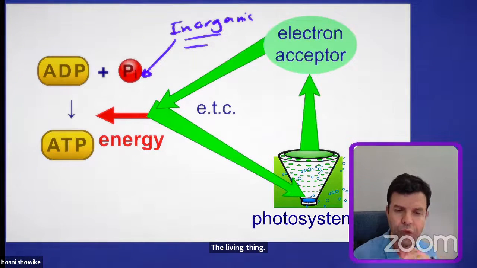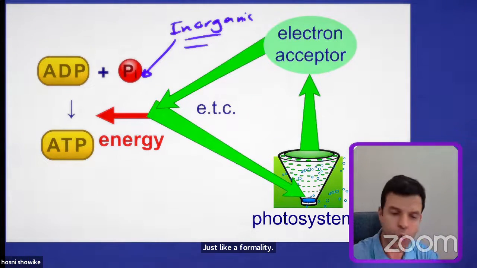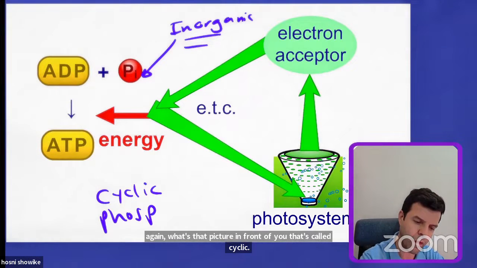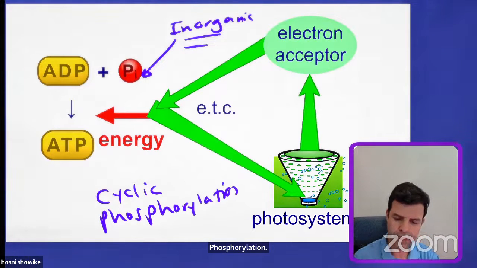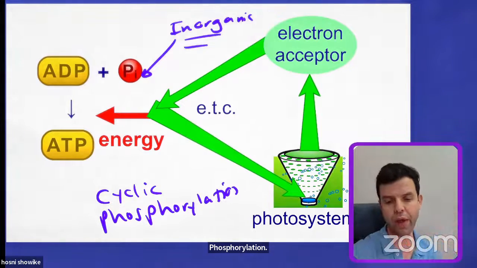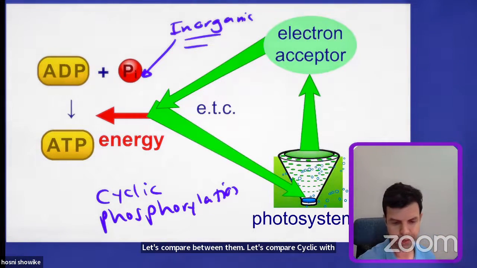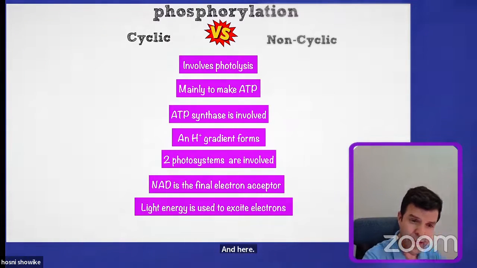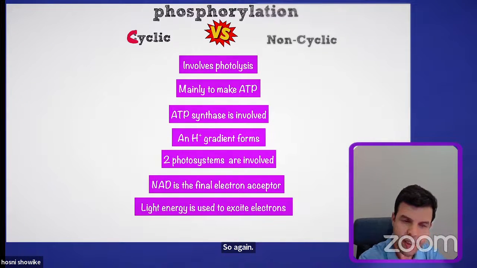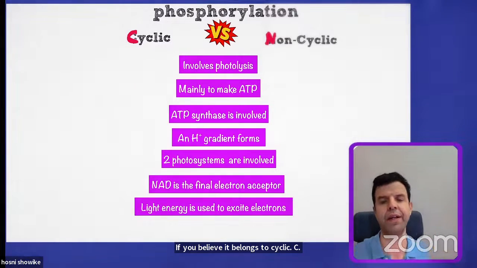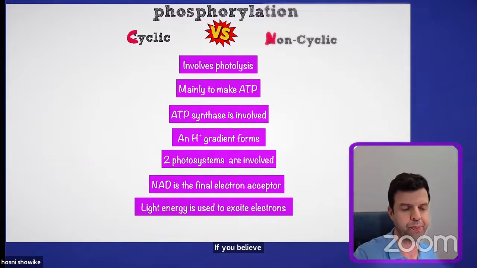So again, what's that picture in front of you? That's called cyclic phosphorylation. Okay? Let's compare between them. Let's compare cyclic with non-cyclic here. So again, if you believe it belongs to cyclic, put C. If you believe it belongs to non-cyclic, put an N. Can we start?